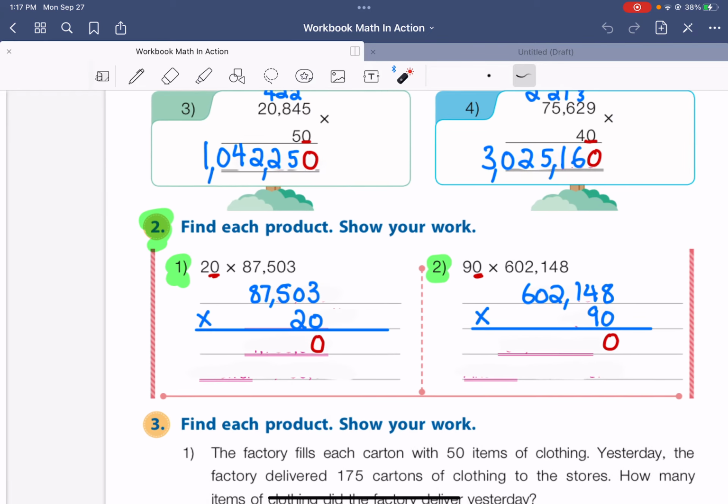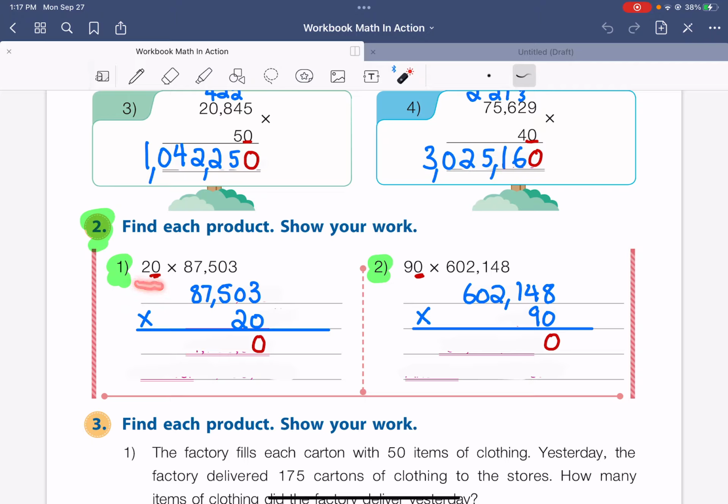So we know 20 times 87,503. We know there's 1 0. So we're going to automatically add the 0 to skip this whole part. So we can just go straight to 3 times 2. 3 times 2 is 6. 0 times 2 is 0.